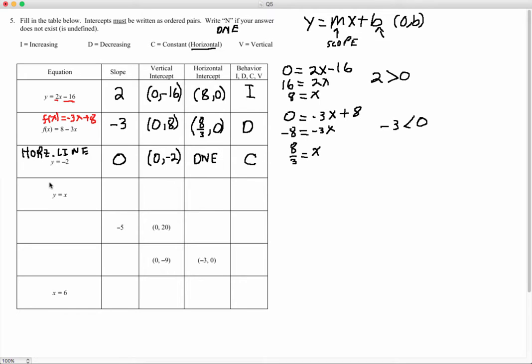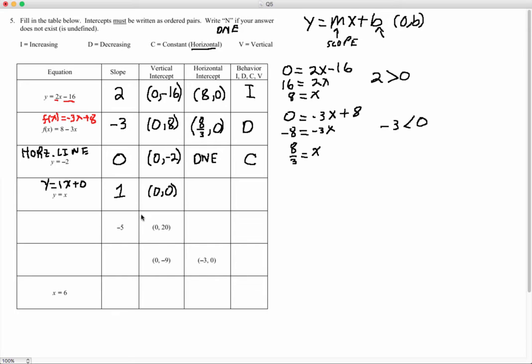Okay, and the next one we've got is y is equal to x. I'm going to rewrite this slightly. I'm going to write this as y is equal to 1x plus 0, just to help me see the numbers I'm looking for here. My slope, as hopefully you can see now, is equal to 1. My vertical intercept is at, well, it's at (0, 0).